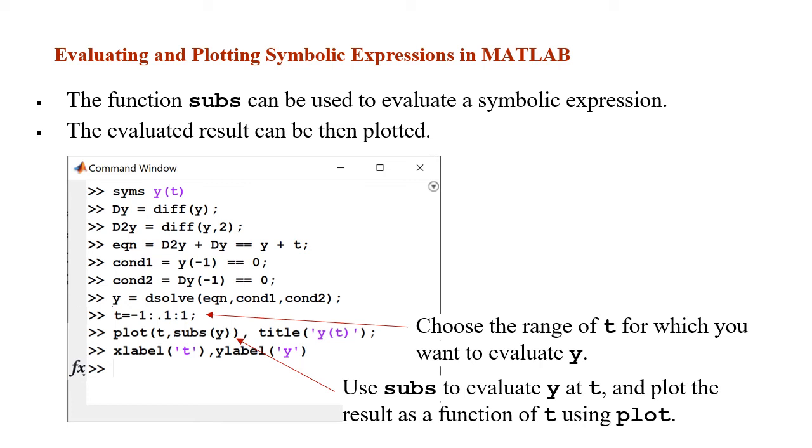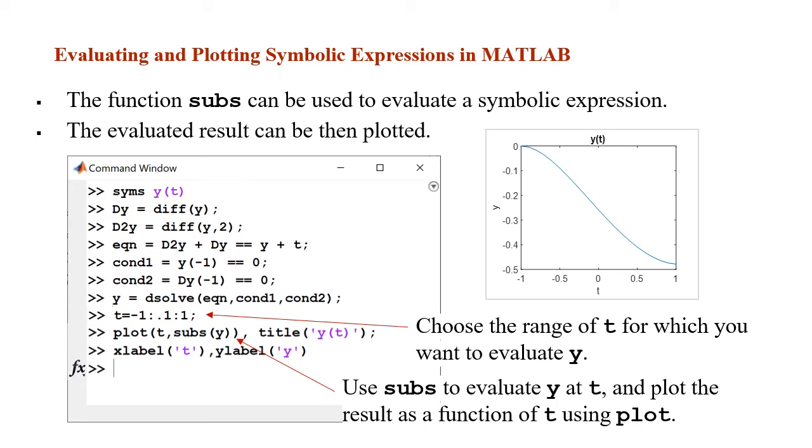So again, you'll use the function subs to evaluate a symbolic expression at a definite variable that you define for the independent variable. So you need to specify the values first for the independent variable by overwriting it, and then use the function subs. So the result will be a plot of y of t, with the x-axis being t ranging from -1 until 1, and the y-axis is y evaluated at the given range of t.